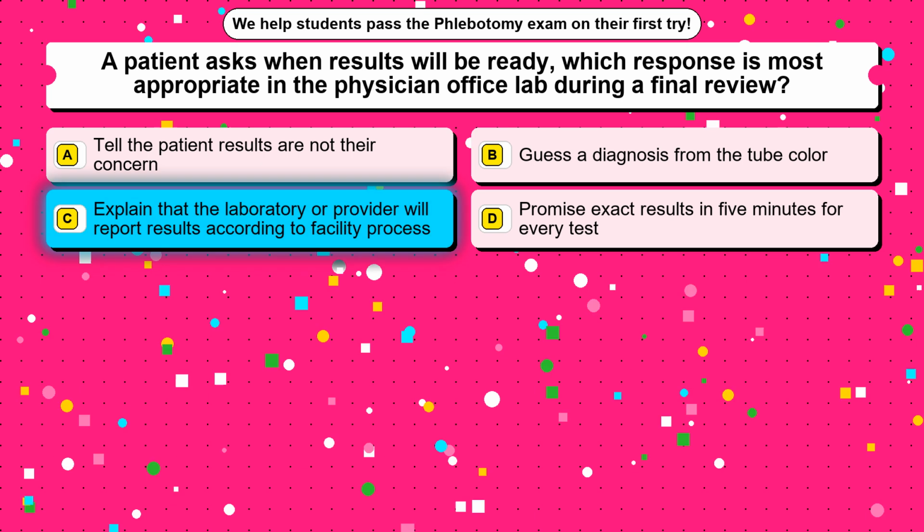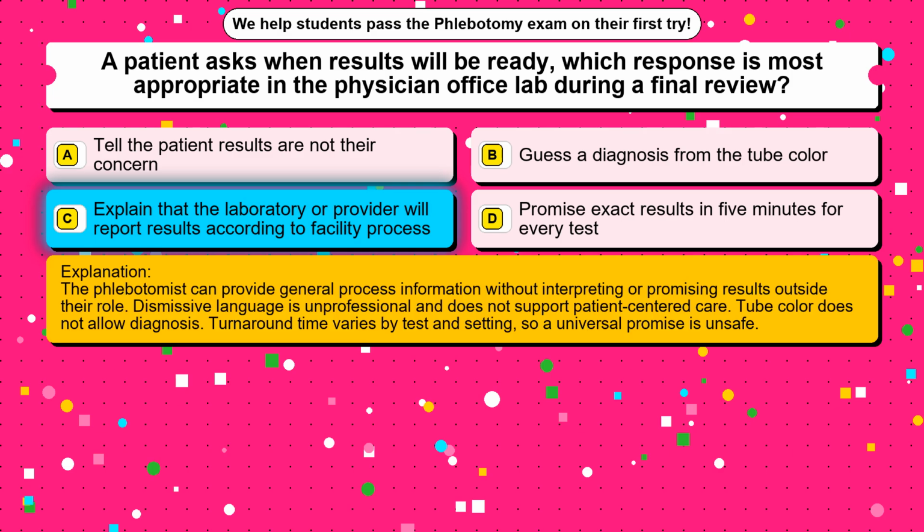The correct answer is option C. Explain that the laboratory or provider will report results according to facility process. The phlebotomist can provide general process information without interpreting or promising results outside their role. Dismissive language is unprofessional and does not support patient-centered care. Tube color does not allow diagnosis. Turnaround time varies by test and setting, so a universal promise is unsafe.